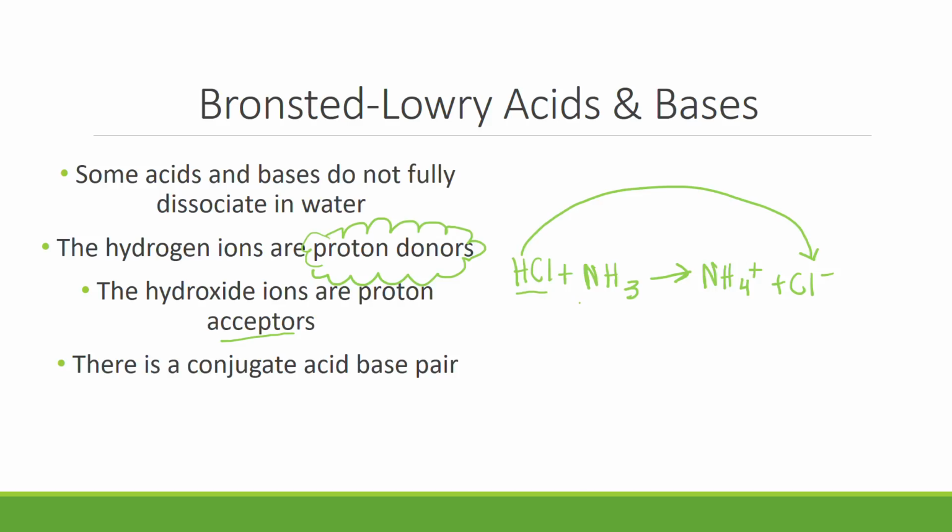And then also here we have ammonia, which is NH3, and also the ammonium ion, which is NH4+. So here we can see that NH4+ is going to be the acid because it has one more H than ammonia, and the NH3 is going to be the base.